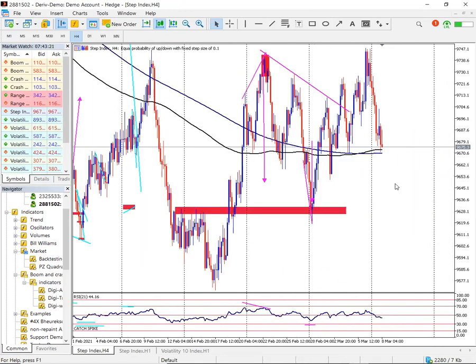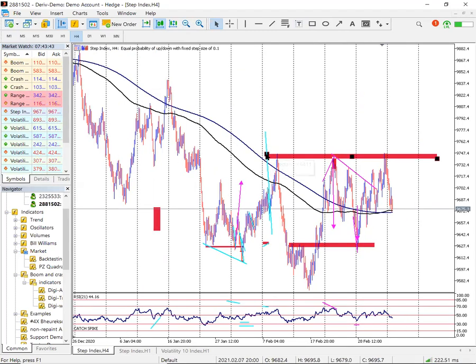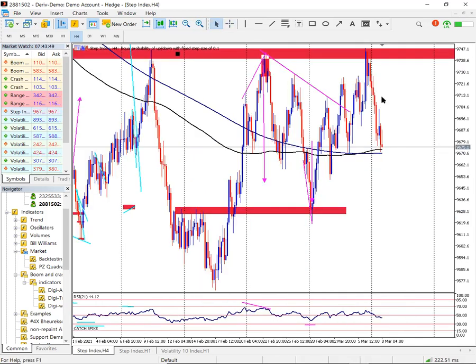Step is dropping. No structure right now. So Step was a nice sell if you're using support and resistance levels. This resistance was tested a couple of times, so it became a very strong level here. Step index, yeah, it was a nice sell.